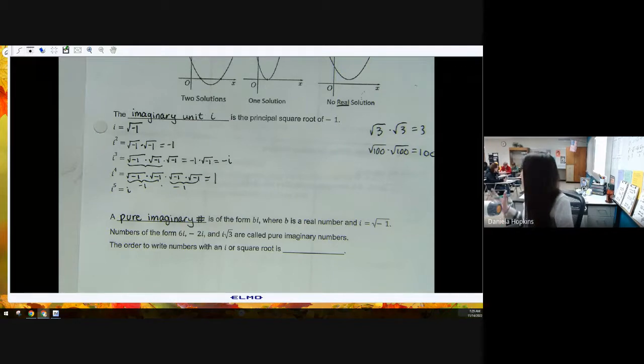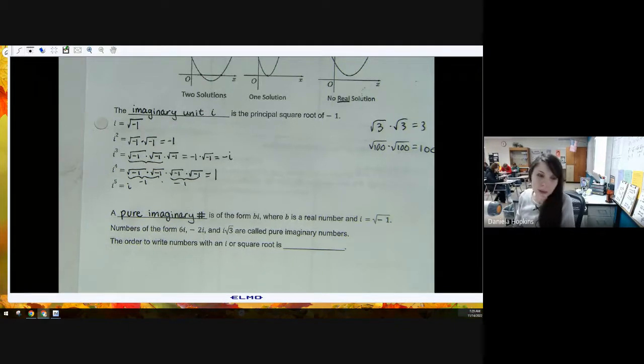So there's a difference between complex numbers and just pure imaginary numbers. Pure imaginary numbers just have the imaginary part. Complex numbers will have a real part plus or minus the imaginary part, and we'll talk about that later. So numbers of the form 6i, -2i, and i times the square root of 3 are called pure imaginary numbers.